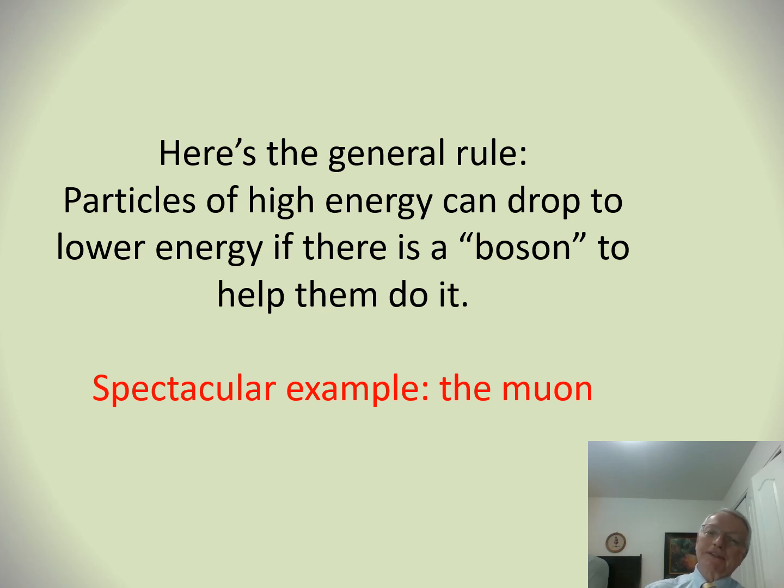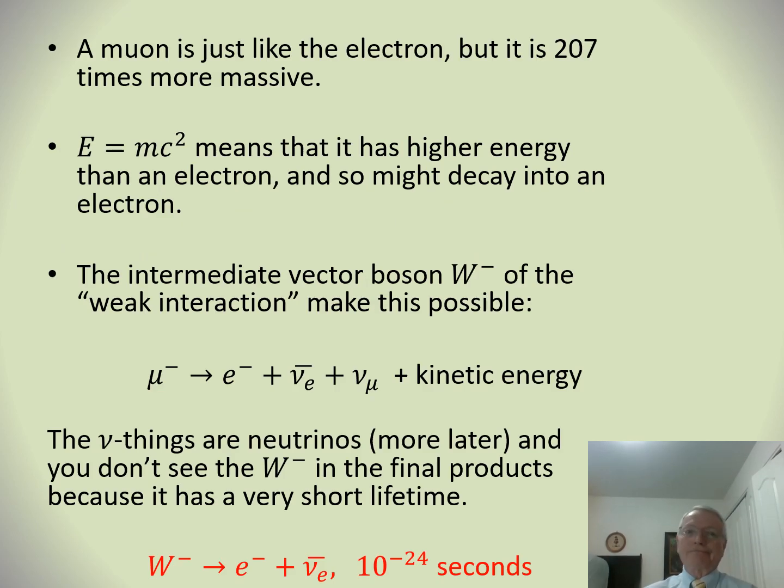The spectacular example of this is the muon. A muon is a fermion. It's really just like the electron, only it's 207 times heavier. But E equals mc squared means that if you have more mass, you have more energy. So the muon, you might think of it as an excited state of the electron. It's like an electron, but it's got way more energy because it has more mass. So maybe it could decay into an electron if there were a boson that could do it.